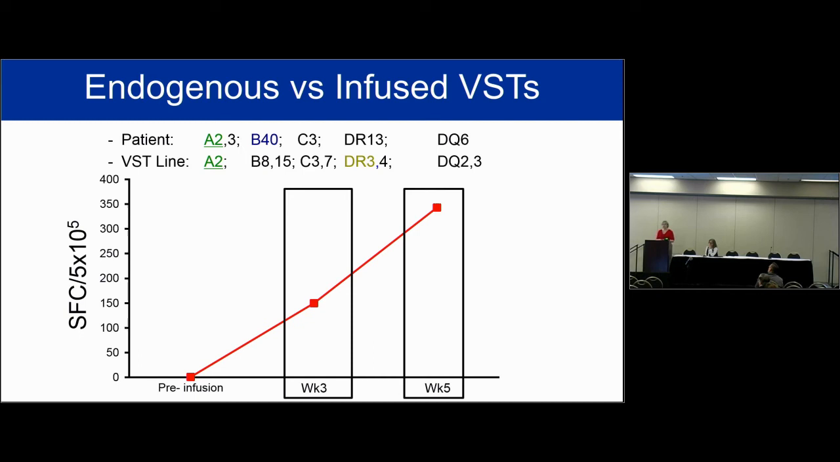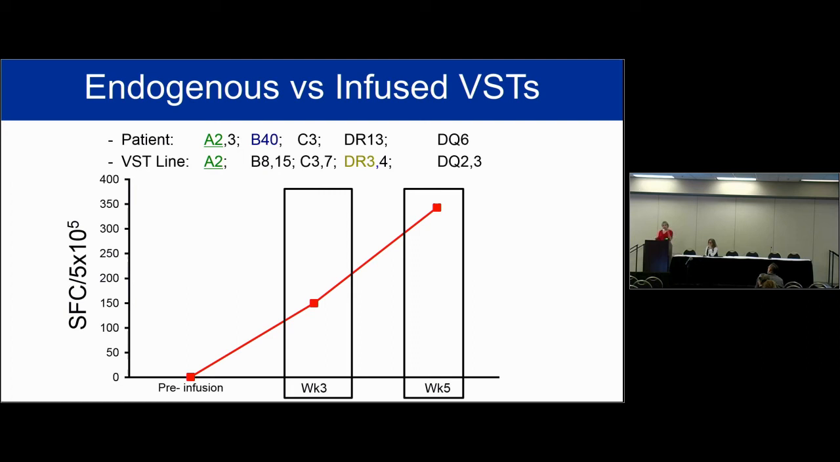So we are able to measure T cell responses against epitopes present in the context of A2, but we also do a lot of characterization of our T cell products. And so we also knew, for example, that this particular VST line that we had infused to this patient had activity presented in the context of DR3. And then we also wanted to understand what was happening with the patient's own immune response, so we decided to monitor activity in the context of B40.